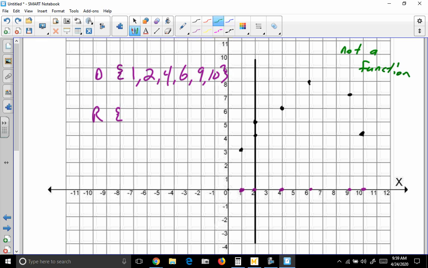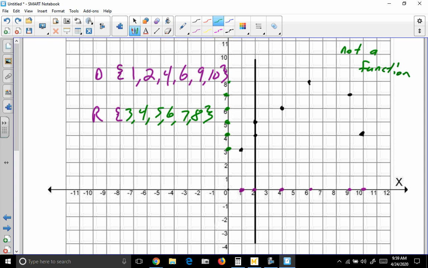Now if we look at what y values have points, we have points at this y value, this one, this one, this one, this one, and this one. I have a point here, here, here, here, here, here. So we just need to list each of those y values. So 3, 4, 5, 6, 7, 8.